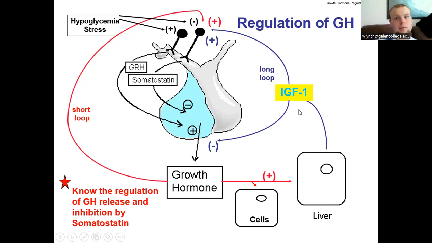IGF-1 is going to be what is stimulated by GH. It's known as insulin-like growth factor 1. And this is going to mimic the actions of insulin, and it's going to stimulate the processes of glycogenolysis, gluconeogenesis, and putting more glucose into the bloodstream.